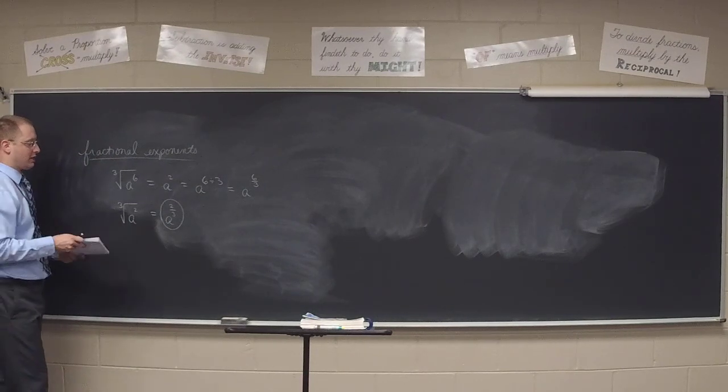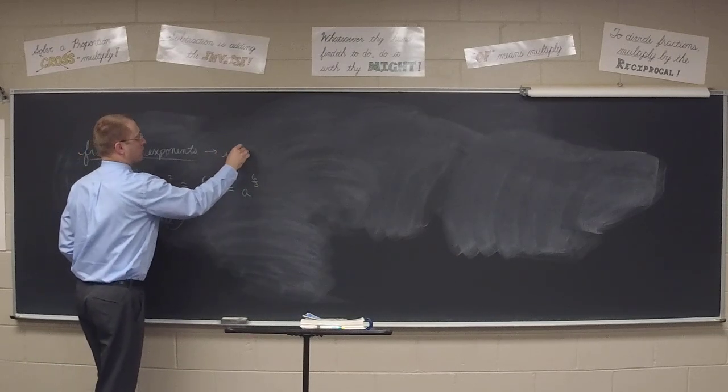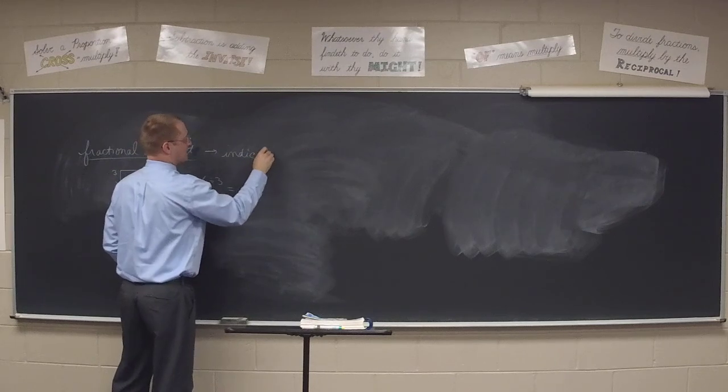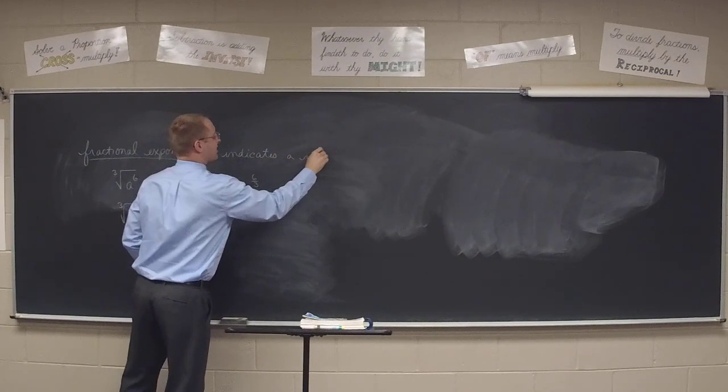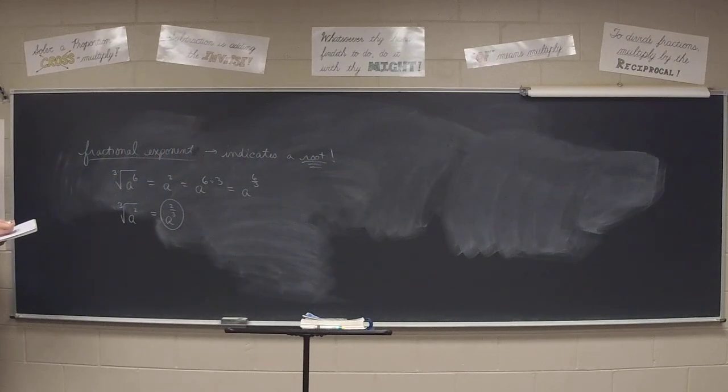Write this down with a star next to it. A fractional exponent indicates a root. So when you see a fractional exponent, you know you're literally looking at a root there.